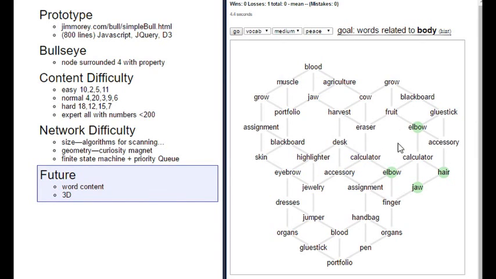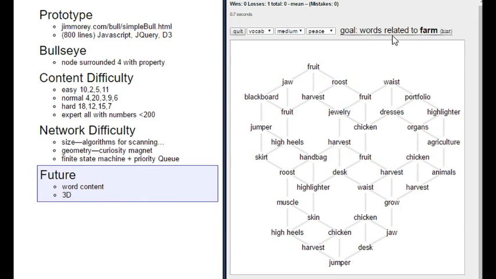In this case, for instance, you get a bullseye that has to do with words related to the body, so elbow, jaw, hair, this type of thing, or farm things. Here you're looking for, that one's wrong because of the desk. You can see this one's wrong because of the organ, and so you walk through there, and eventually you find out that it's this one here because it's got all farm words.